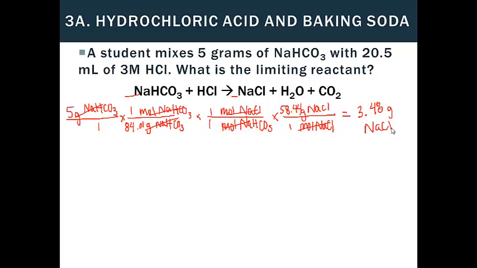All right, so I've done one of my calculations. If I start with 5 grams of NaHCO3, I can make 3.48 grams of NaCl. Now I need to do my second calculation. So this time I start out with 20.5 milliliters of 3 molar hydrochloric acid.